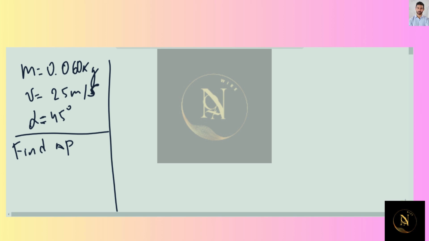Here a ball strikes a wall at 40 with angle at 45 degree, and then it strikes back with the same angle. And we have to find the momentum which is given to the ball and the direction of this impulse.